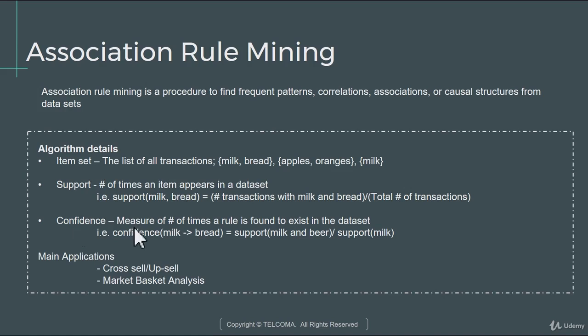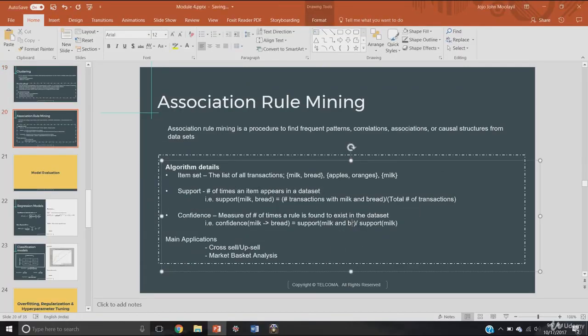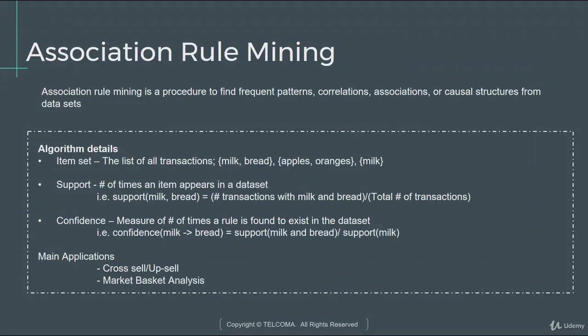Confidence is the measure of the number of times a rule is found to exist in a dataset. Now that's one level ahead of support. So we measure confidence of milk to bread. That is, we create a rule as support of milk and bread. I accidentally wrote beer over here. Let's just correct that. This would be bread. And we divide that by the support for milk.